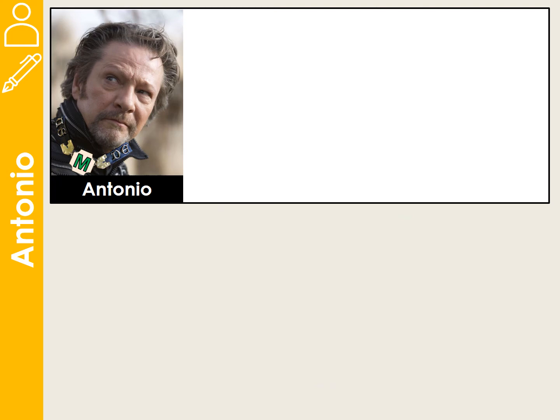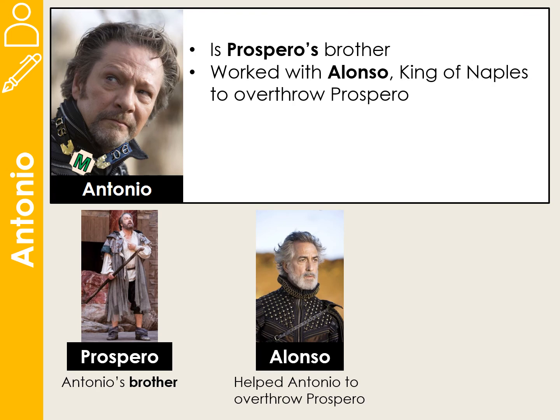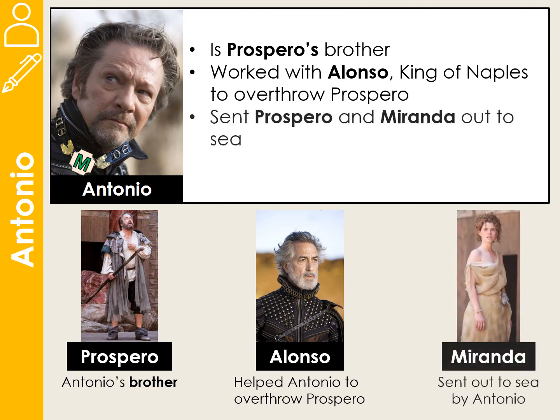And then Antonio. So he is Prospero's brother. He has worked with Alonso, King of Naples, to overthrow Prospero. He has sent Prospero and Miranda out to sea, and he then became the Duke of Milan. So Antonio at the moment is perhaps the most villainous character that we have met.